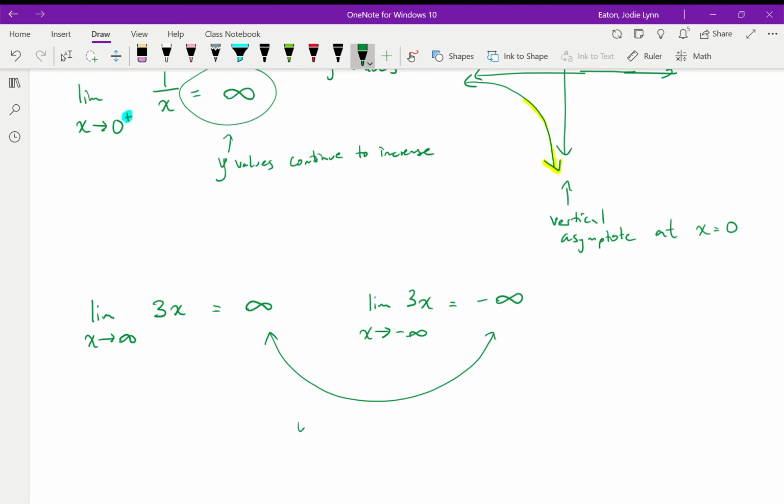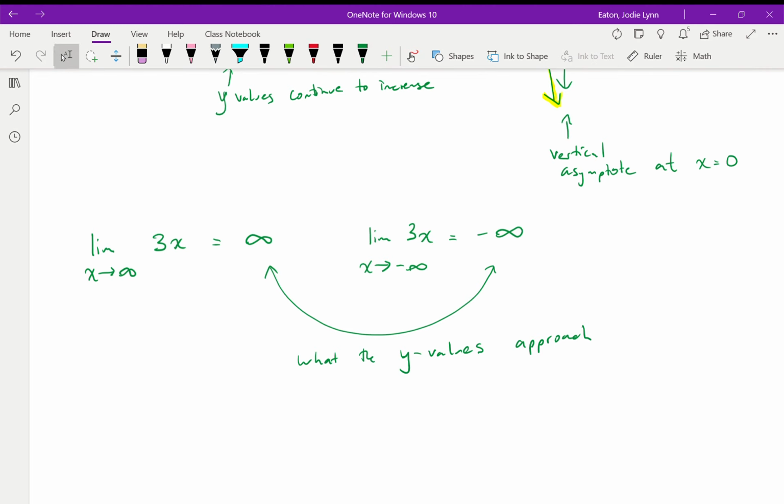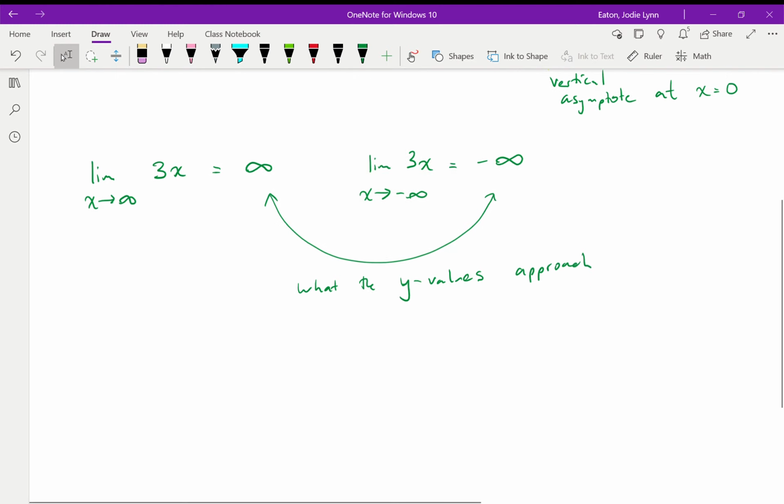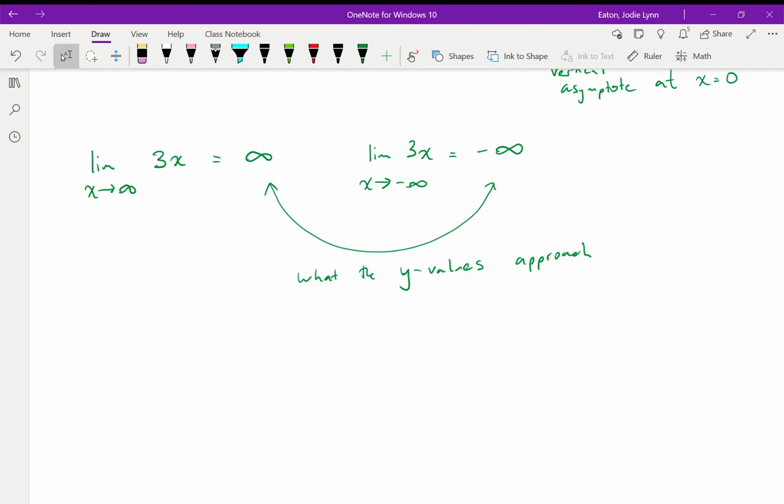These are what the y values approach, or where they are heading to, okay? So when we are looking at polynomials or rational functions, generally we are the most concerned with, so let's take a look at polynomials, okay? So polynomials and constants.